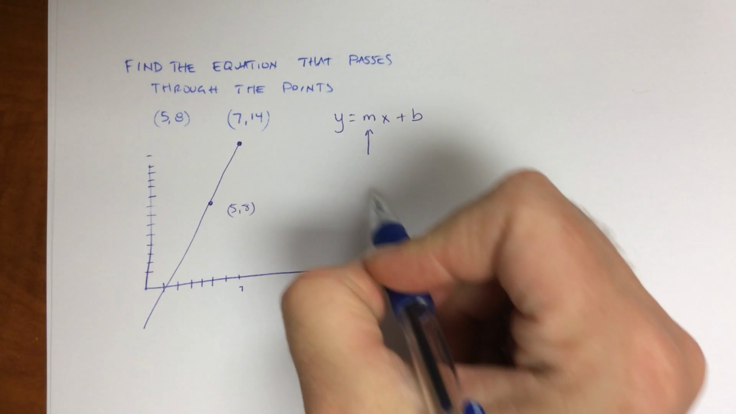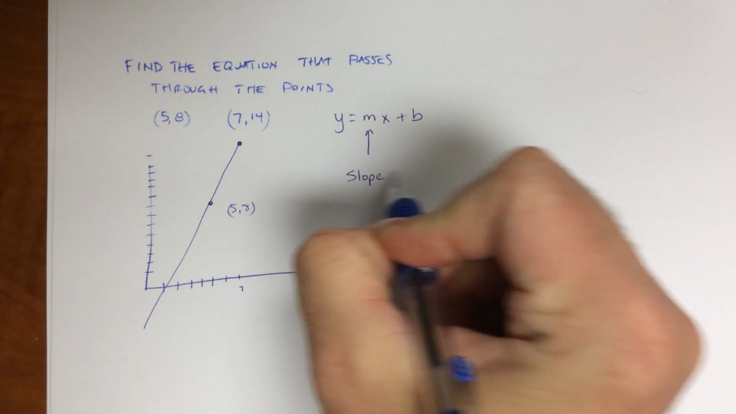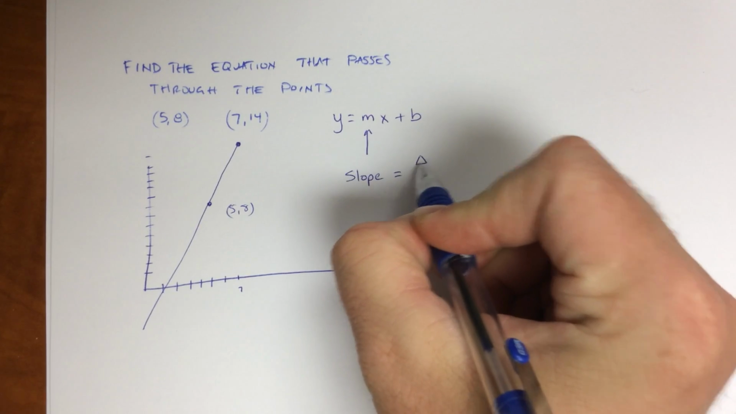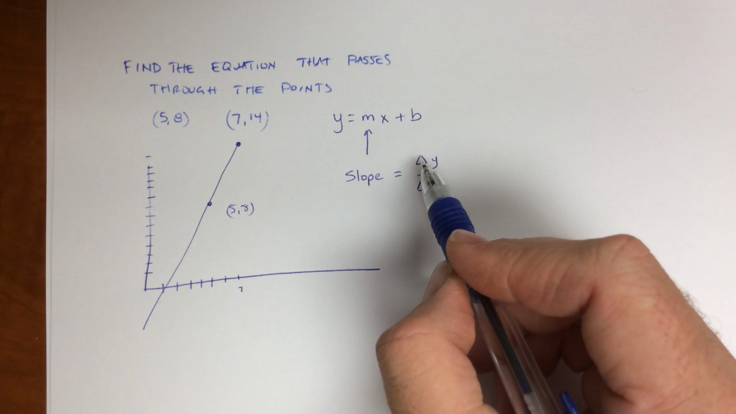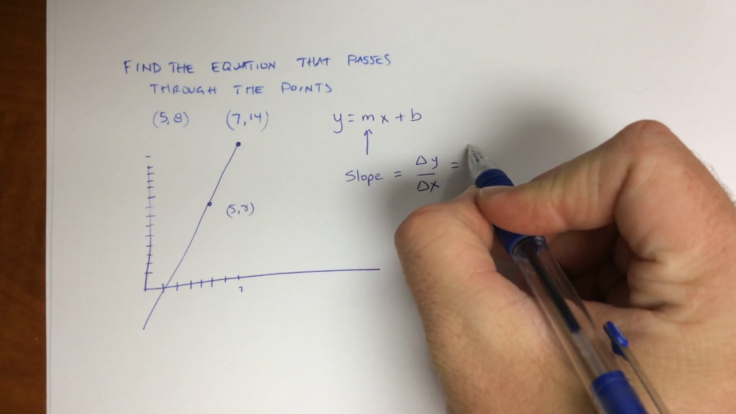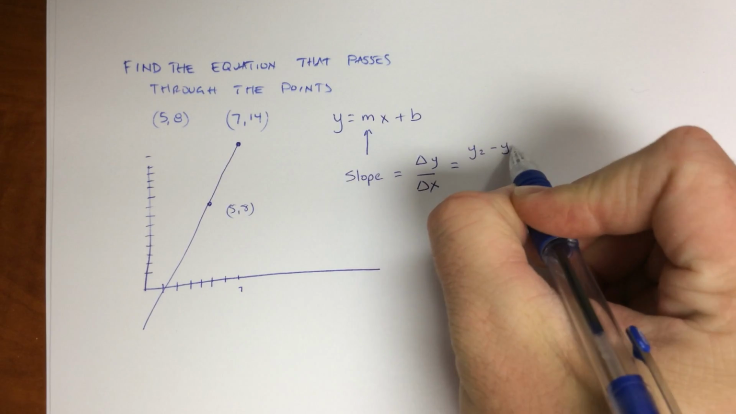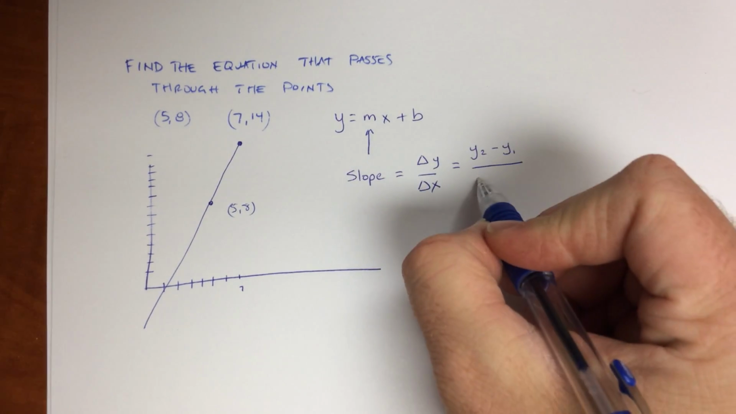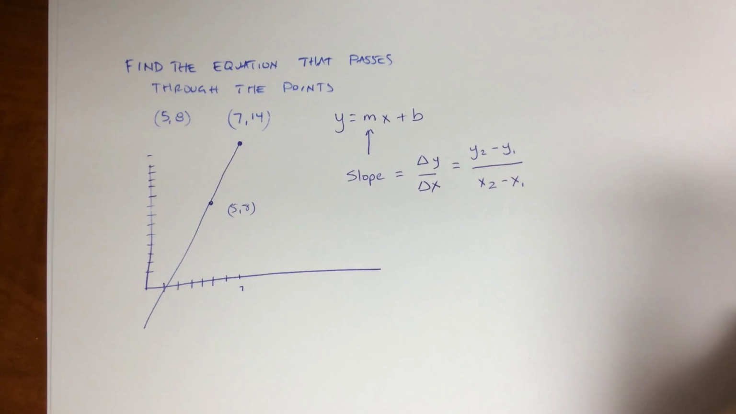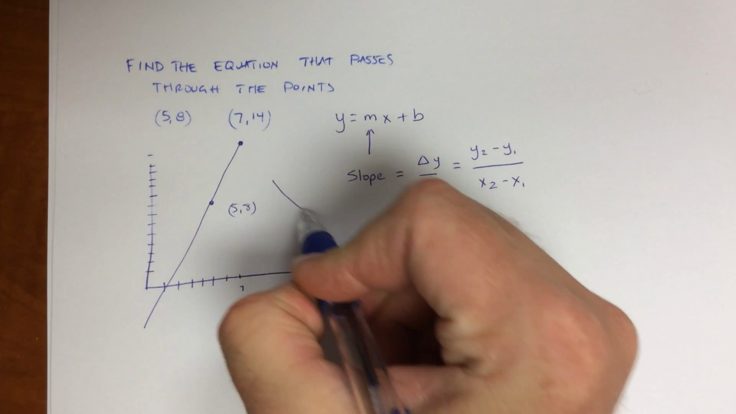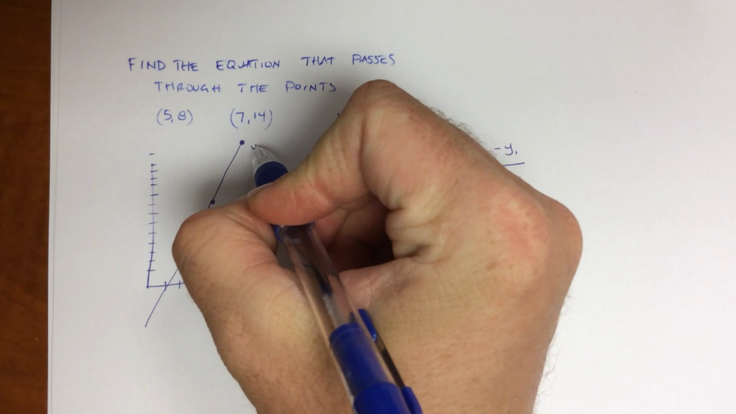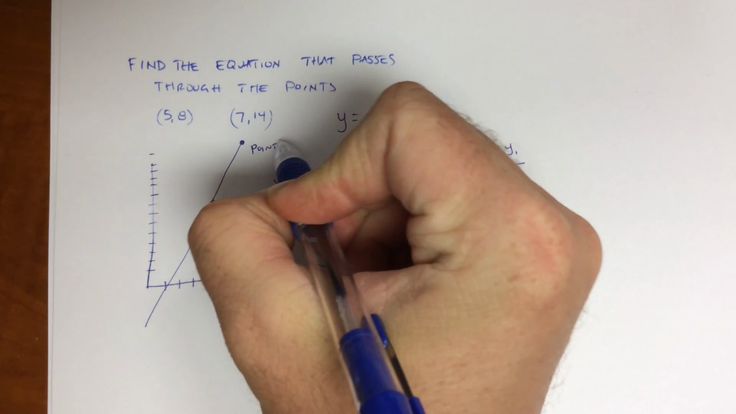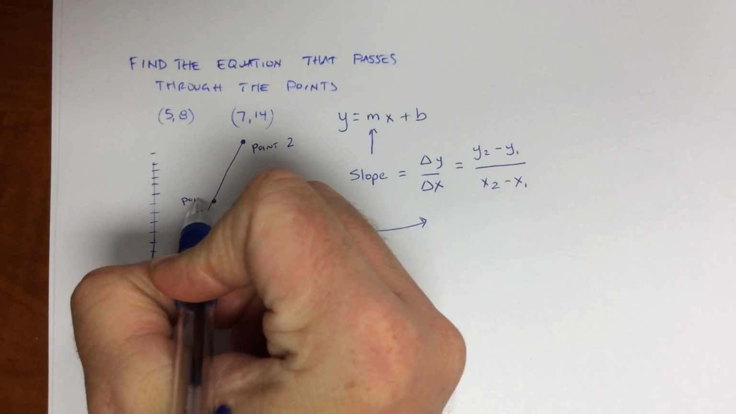Now we're going to first focus on our slope. So the slope is equal to the change in y over the change in x. The delta is a change in y. Well, we can define that as y2 minus y1, that's how the y values change, and x2 minus x1, how the x values change. And so now all we have to do is to take these 2 points and plug them into here. So we're going to call this point 2 and this point 1.